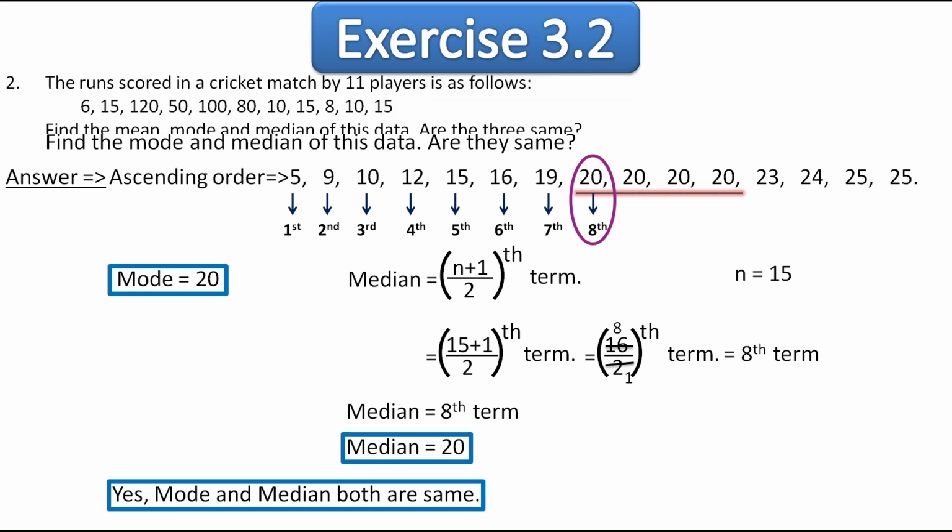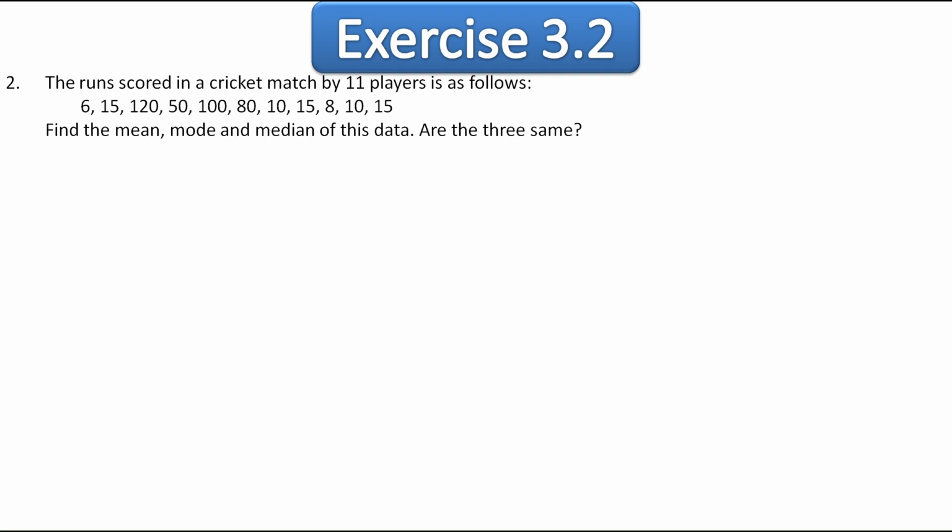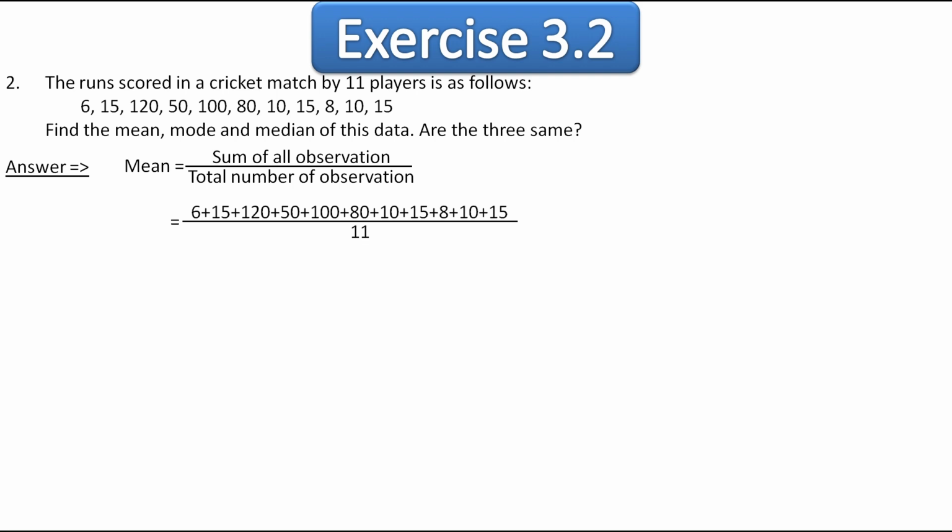Now let's move to the next question, that is the second one. The runs scored in a cricket match by 11 players are as follows. So these are runs scored by 11 players, and they are telling us to find mean, mode and median of this data. Are the three same? First of all we will find mean, and we all know the formula of mean is sum of all observations upon total number of observations. So let's add all the observations here, and we have to divide by 11 because 11 players have played.